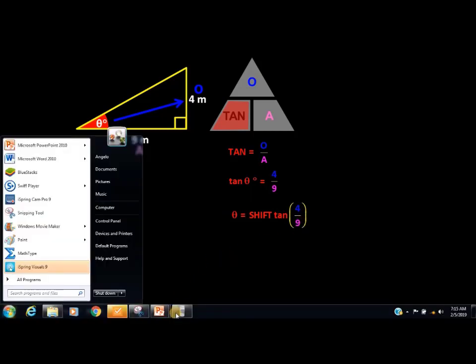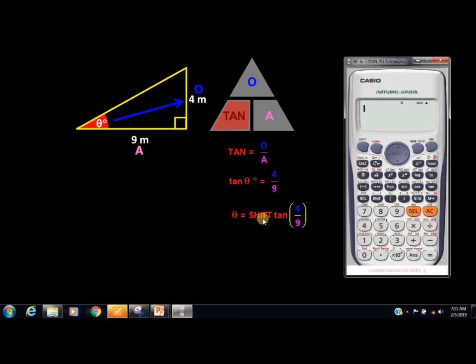We now use a calculator. Shift tan. So shift tan. Now we have a fraction, so use the fraction key. The top number is 4. Press 4, come down and press 9. Don't close the bracket now, move to the right. Now close the bracket. Press equals.